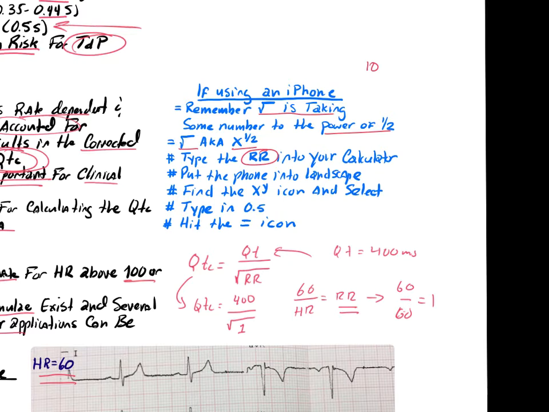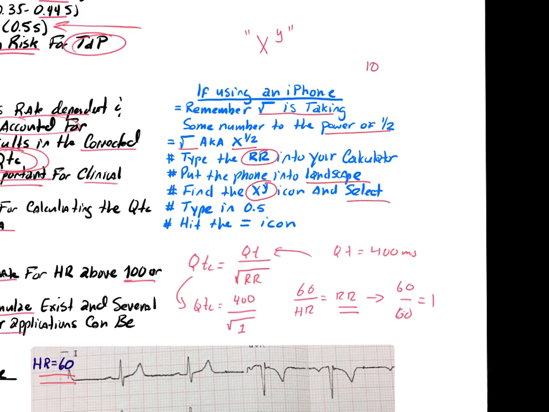Put your phone into its landscape mode. When you turn it into landscape and you have the orientation lock off, it'll give you a whole other bunch of options, right? You guys see that? All right. Find x to the y, okay? X raised to the y. Do you see that icon on your options there on your iPhone? X to the y. You guys see that there?